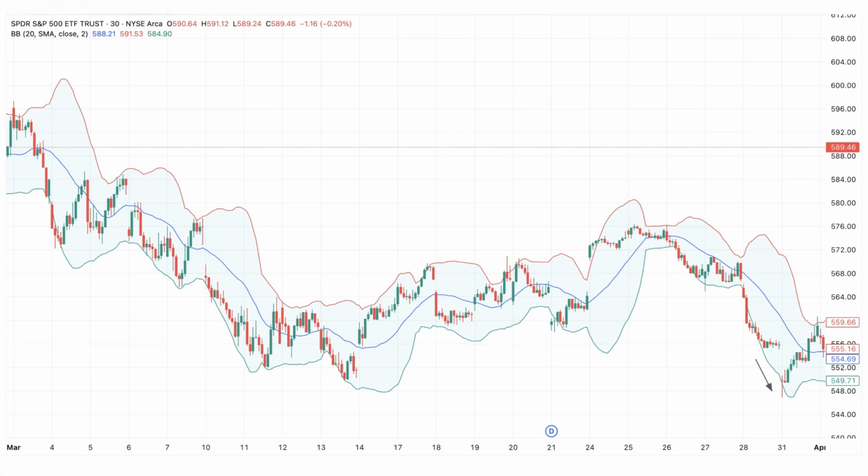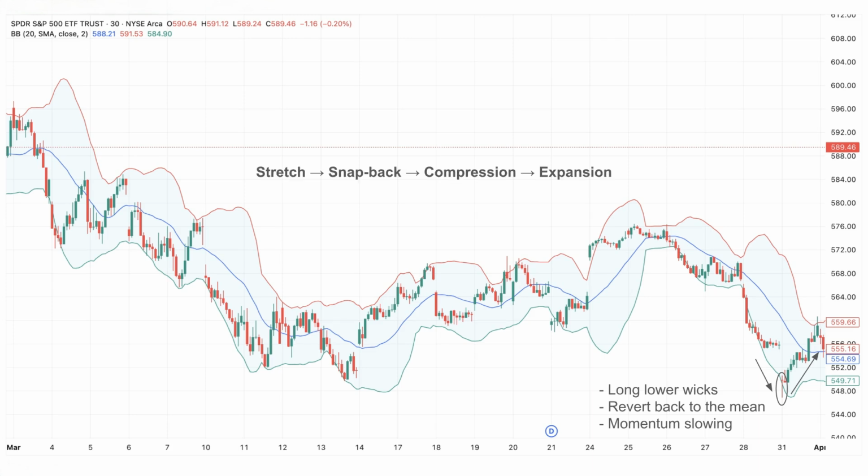After the sharp decline toward 548 to 550, we finally see long lower wicks, price reclaiming back inside the band, and momentum slowing again. Now the framework aligns once more. Extreme deviation. Stabilization. Clear mean target. SPY begins reverting back toward the 20-day average, around 555 to 560 into month end. Within 1 month, we've seen the full cycle. Stretch. Snapback. Compression. Expansion. And then another exhaustion bounce.